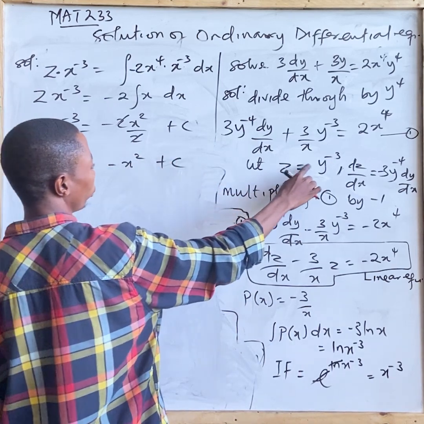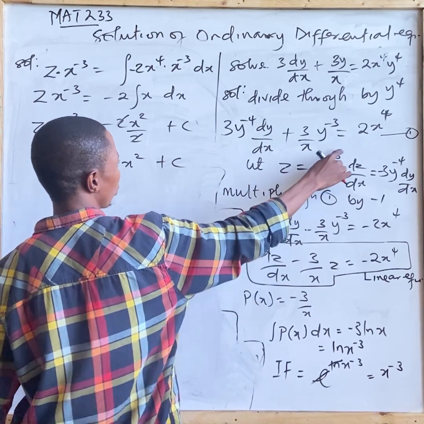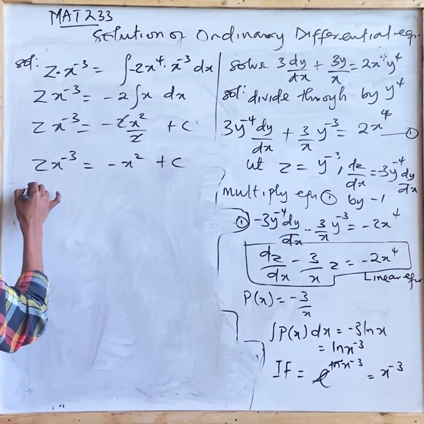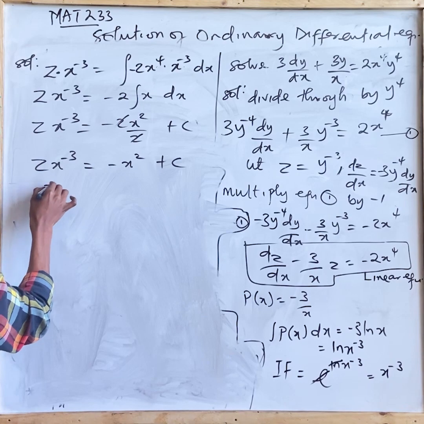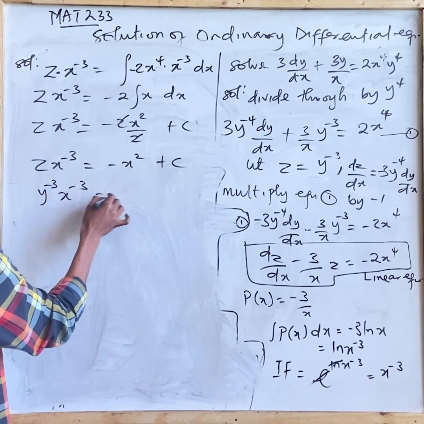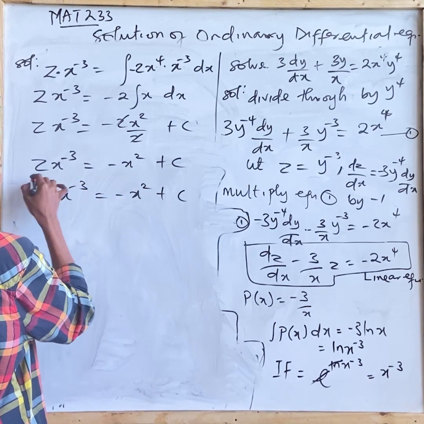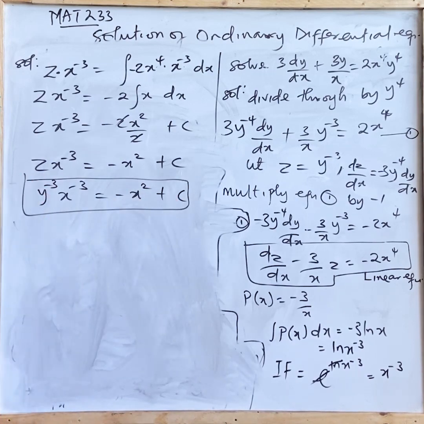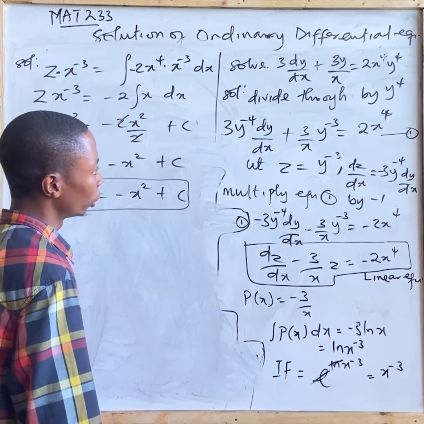So we now recall, where are we starting from? z equals y^-3. So recall that z equals y^-3. This one will be y^-3 x^-3 equals minus x squared plus c. So this is how we solve a non-linear equation.